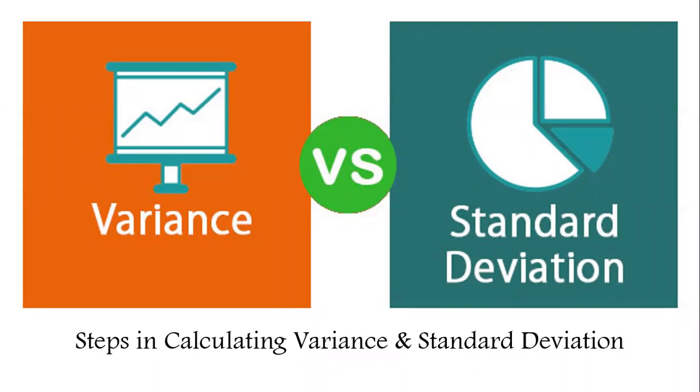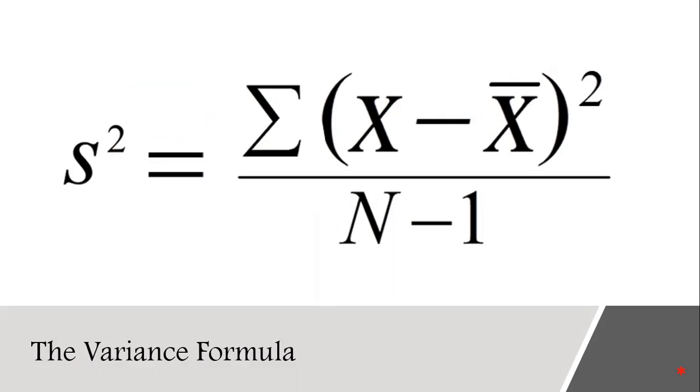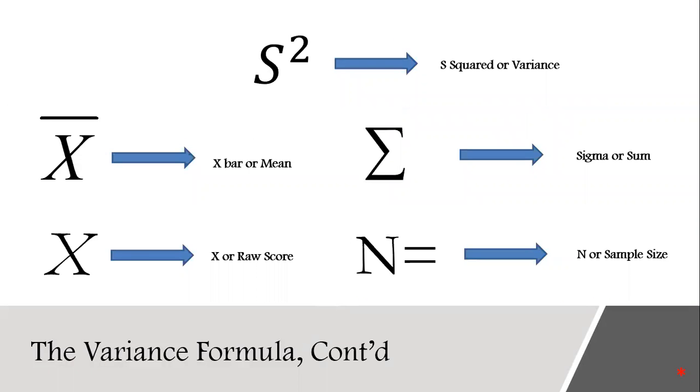Now let's discuss the steps in calculating variance and standard deviation. Here is the formula for variance. This slide provides an explanation of each of the symbols included in the formula and what they are intended to represent. S squared stands for variance. X bar stands for mean. Sigma stands for sum. The letter X stands for raw score, and the letter N stands for sample size.